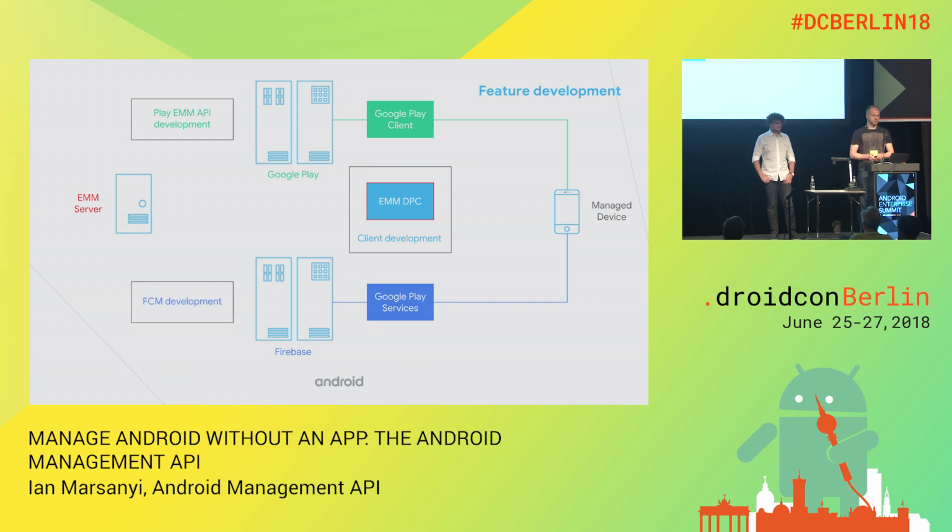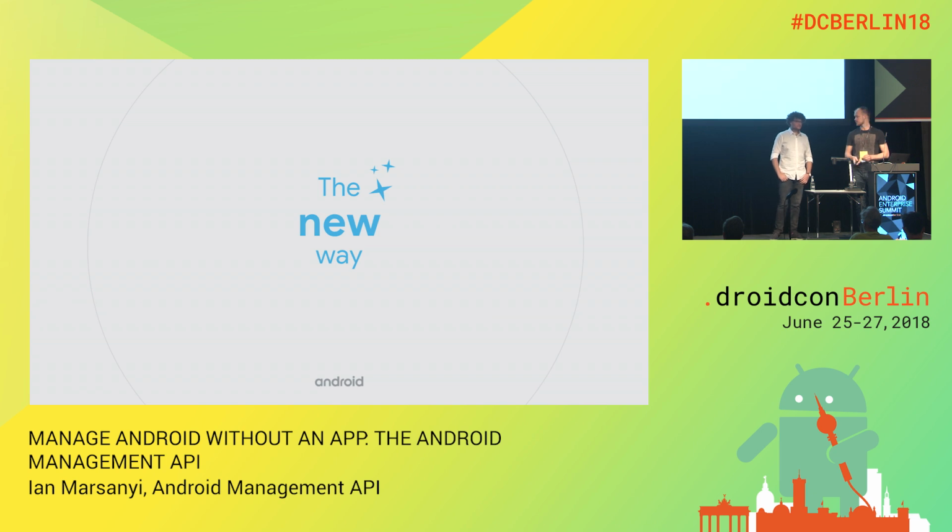Then, if you have application management, you have to integrate with the Play EMM API. You may need to do Firebase integration, and finally, you have to align all of those bits and pieces on the backend and present the feature in a nice way to your IT admin. We think we can do better, and Ian is going to talk about that.